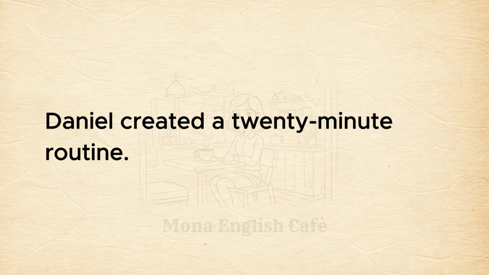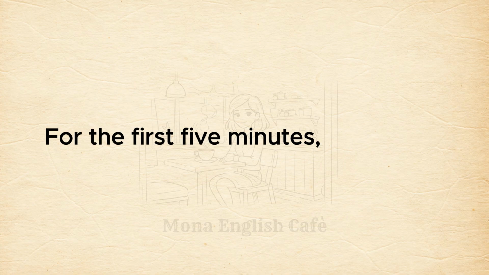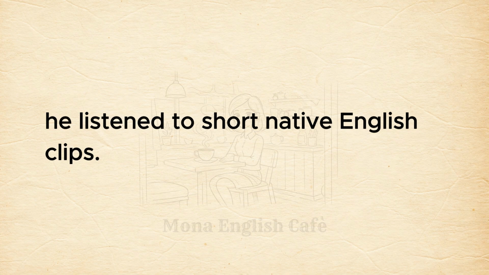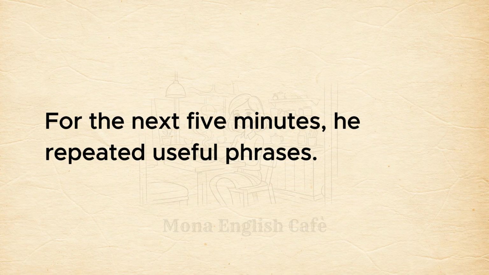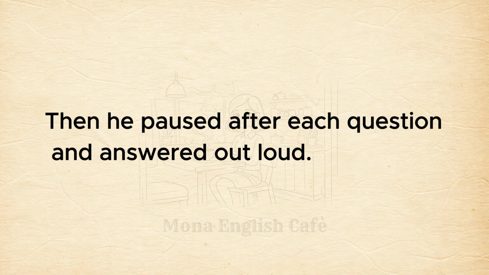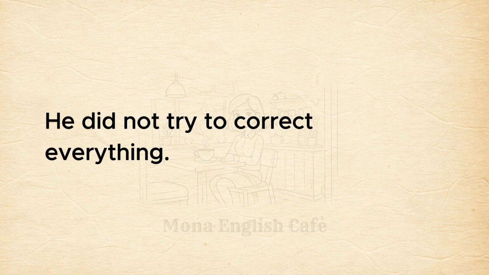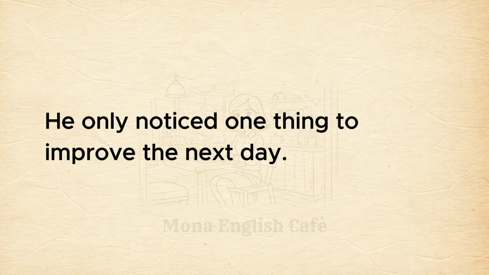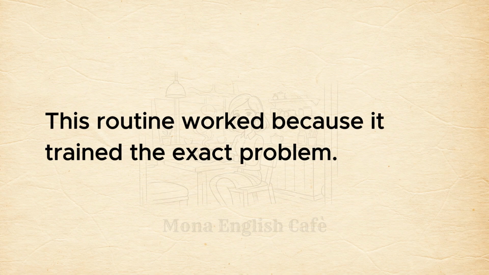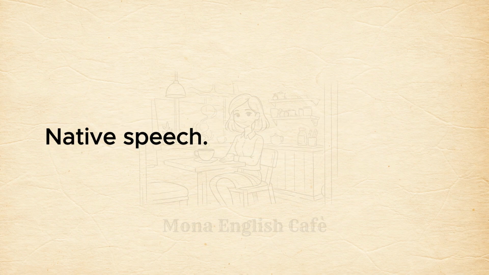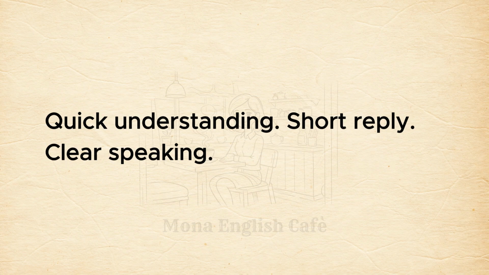Daniel created a 20-minute routine. For the first 5 minutes, he listened to short native English clips. For the next 5 minutes, he repeated useful phrases. Then he paused after each question and answered out loud. At the end, he recorded one short answer and listened once. He did not try to correct everything. He only noticed one thing to improve the next day. This routine worked because it trained the exact problem: native speech. Quick understanding, short reply, clear speaking, self-correction.